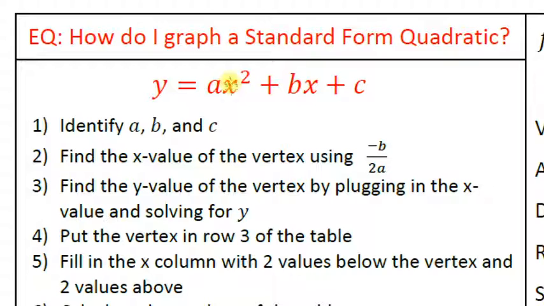Remember, class, the x is our inputs, the y on the left side is our output, and the a, b, and c, those are determined based on the question. You'll be able to identify a, b, and c in the question. So how do I graph a standard form quadratic? You're going to be doing it with these steps.